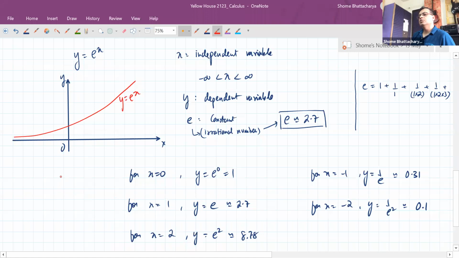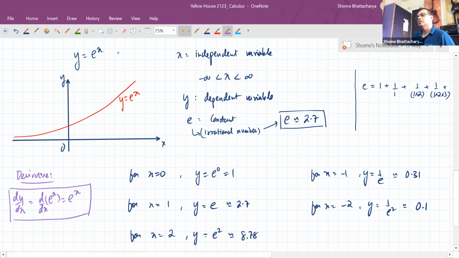Okay. Now, the most important thing about this function is that the derivative of the function is itself e raised by x. This is the unique property that the exponential function has. Okay. So this is the property which is of importance for us in calculus and subsequently in its applications in physics.